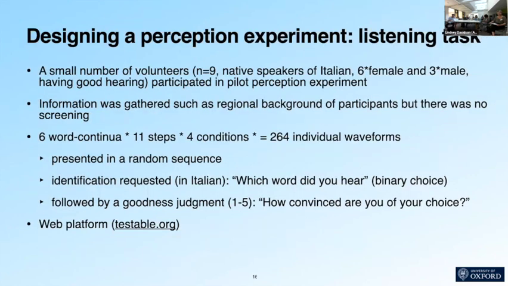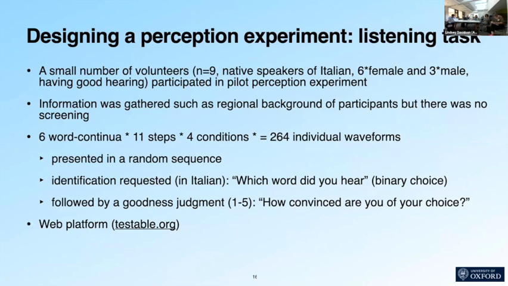So my results are from a small pilot study, just 9 listeners, with different regions of Italy represented. Because of the pandemic at the time, I was forced to go online. It turned out that was a pretty good way of doing it on the web platform. I used Testable, freely available, and when I scale this up, I will continue to do it online.